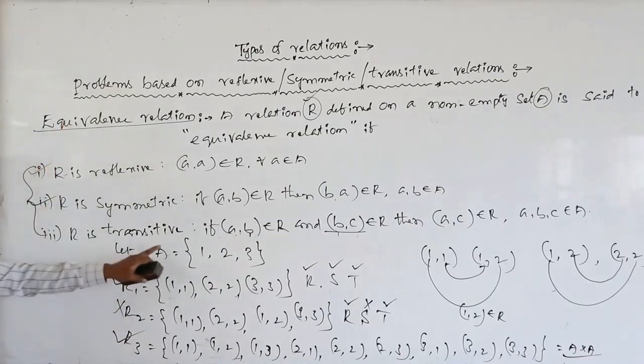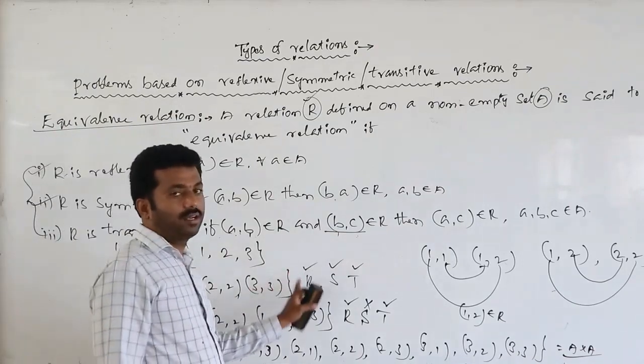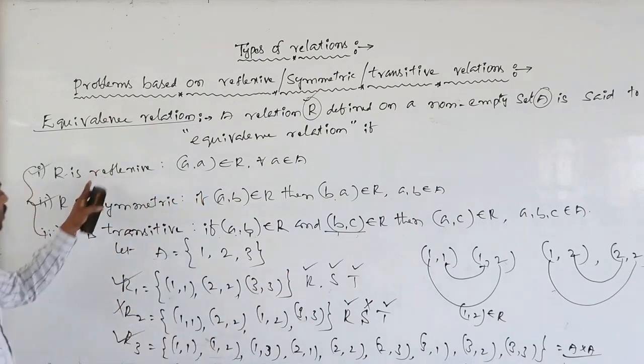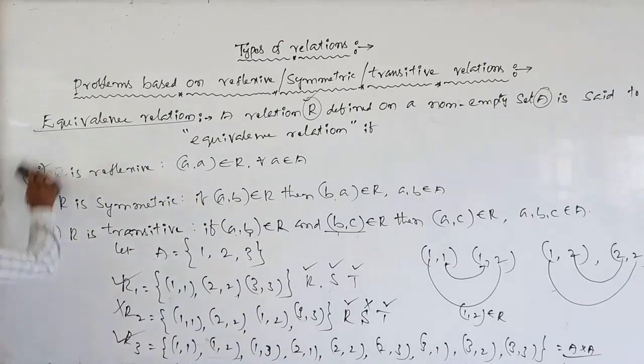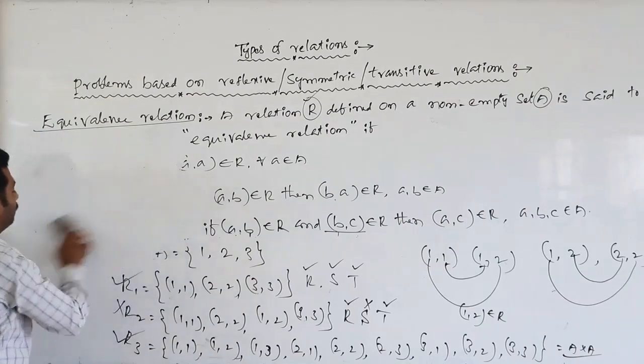Like this we have to verify whether a relation is an equivalence relation or not. Equivalence means a reflexive, symmetric and transitive relation. Like this we have to define an equivalence relation.